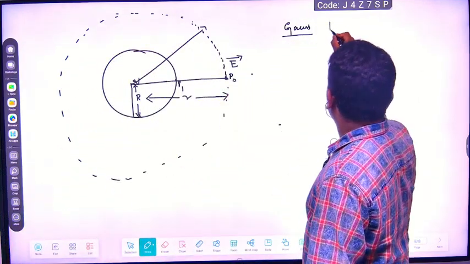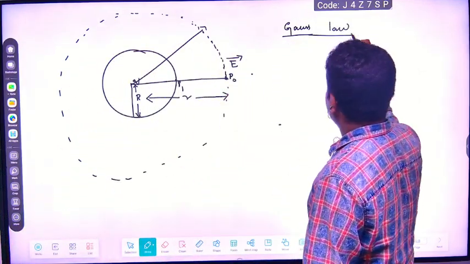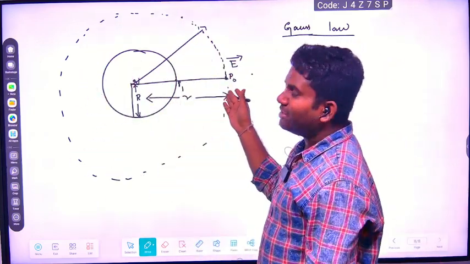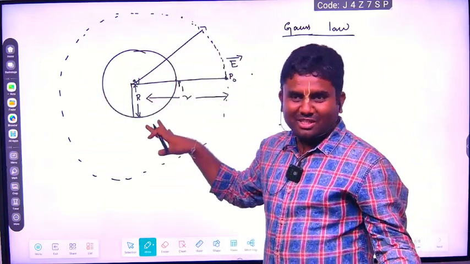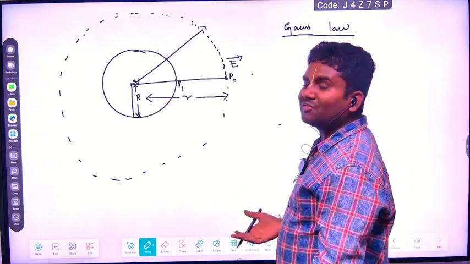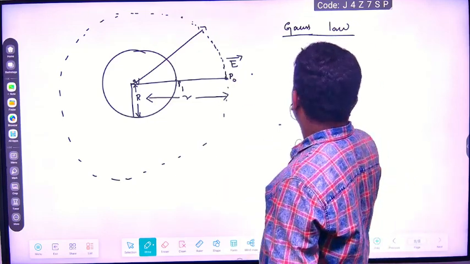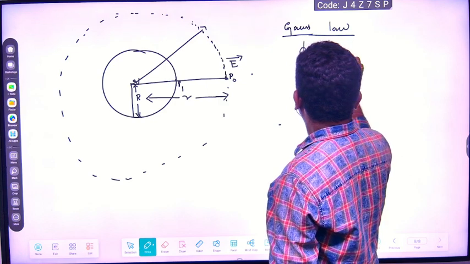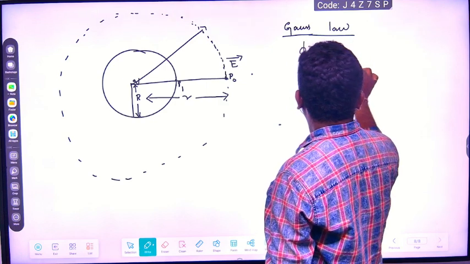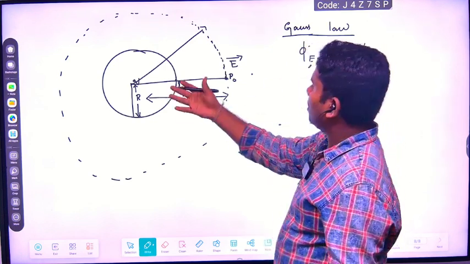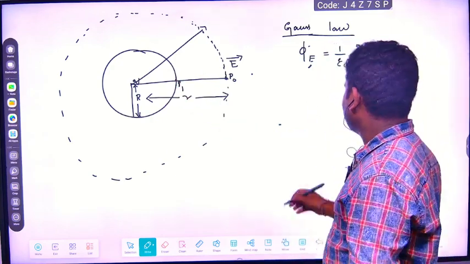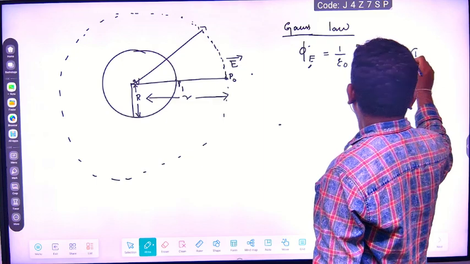Now, what does Gauss law say? The total outward flux from any closed surface. It is a closed surface, because the point P lies on the surface now. That is the importance of the Gaussian surface, an imaginary surface. The total outward electric flux is 1 by epsilon naught times the total charge inside or on the surface. Actually, the charge lies on the surface. This is equation number 1.